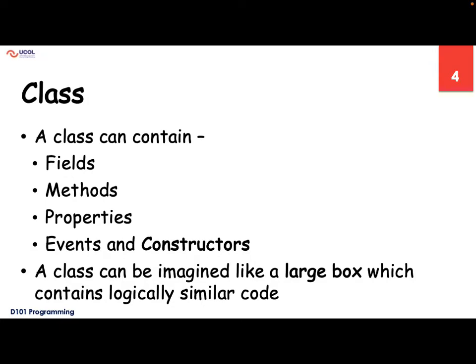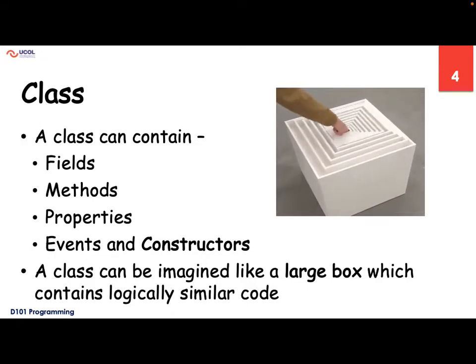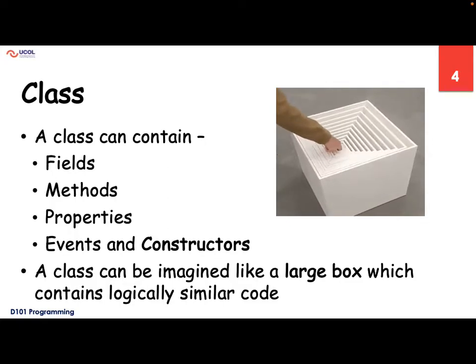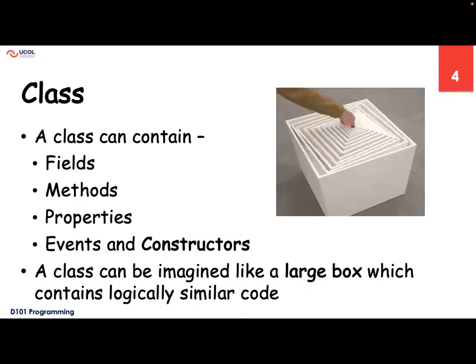A class can be imagined like a large box which contains different logical layers. It has fields, it has properties, it has methods, it has events, it has constructors. So different types of logical grouping and things are available.